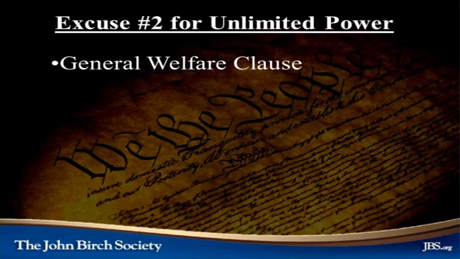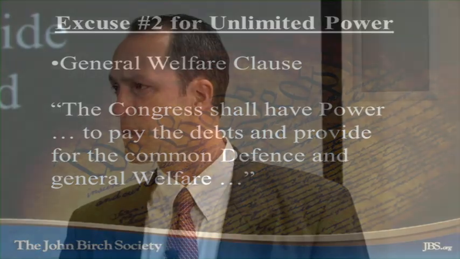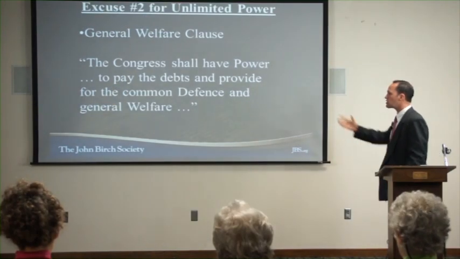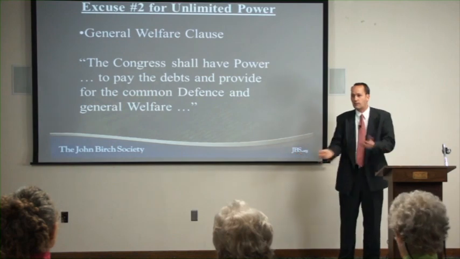Here's what it does say. Congress shall have power, and then the ... is various ways of raising money. So Congress shall have power to raise money to pay the debts and provide for the common defense and general welfare. That's the only three things Congress can spend money on: pay debts, provide for the common defense, and general welfare. Now that has been taken to mean, especially the general welfare, that Congress can do anything it wants to as long as it's for the general good.